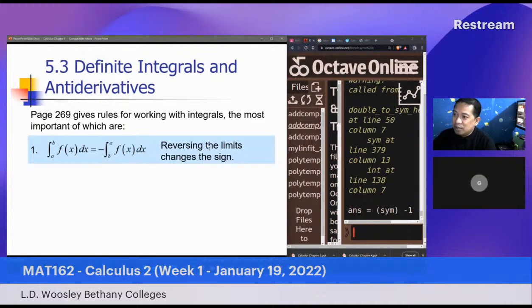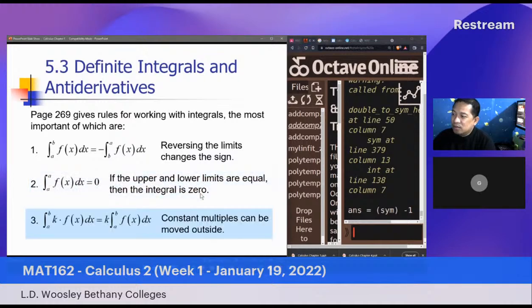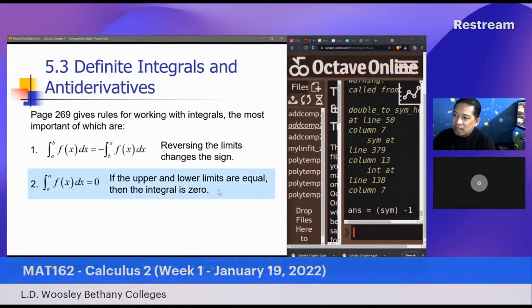Negative implication. So, reversing the limits changes the sign. Number 2, if the lower and upper limits are equal, definitely the integral is 0. Kasi, wala kang difference. Difference ng from point A to point A, 0. Wala. Ayan, 0 siya. So, tama, no?